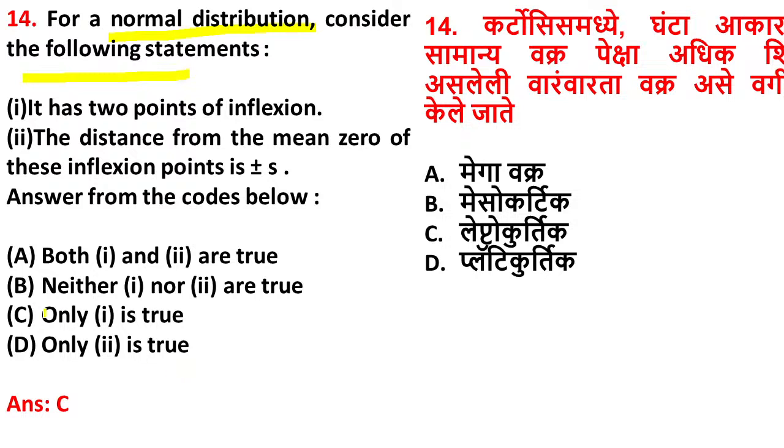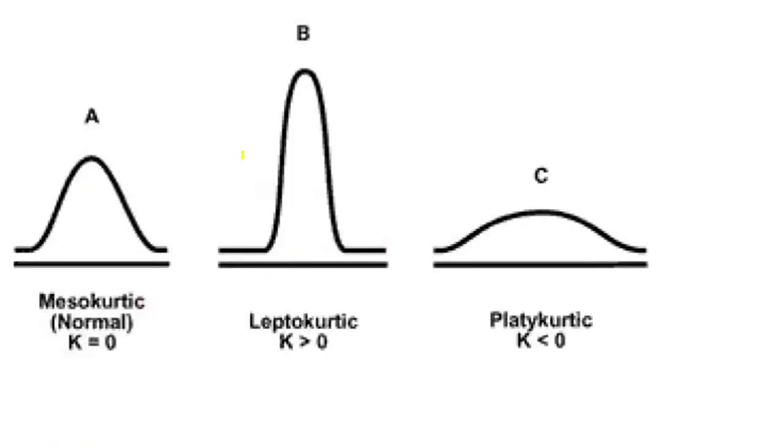Yes, here the right answer is option A, both are true. For a normal distribution, it has 2 points of inflection. The distance from the mean 0 of these inflection points is plus or minus s.